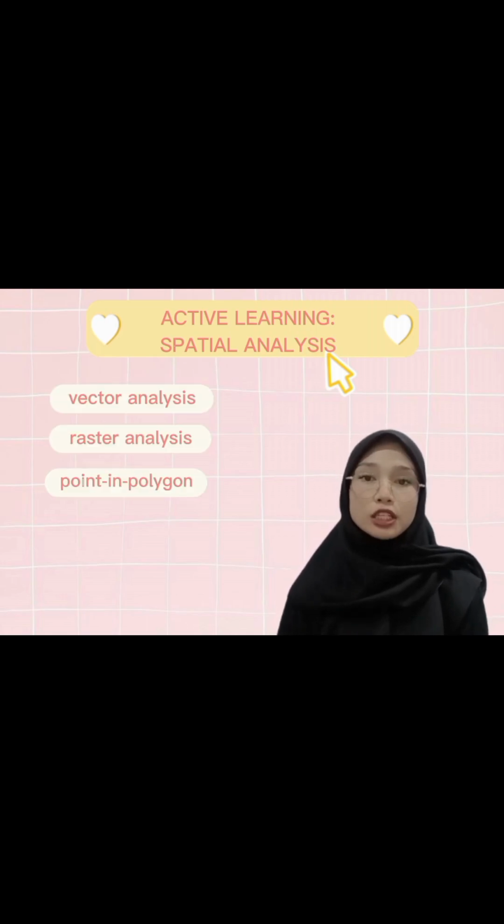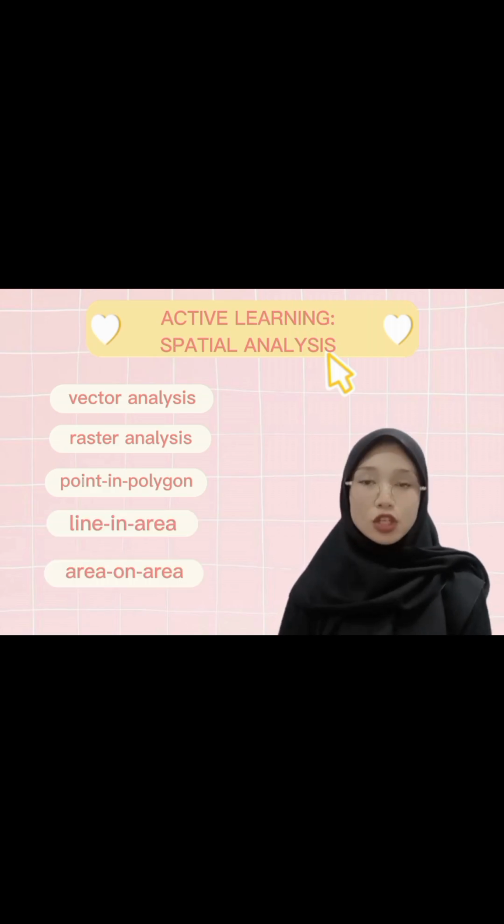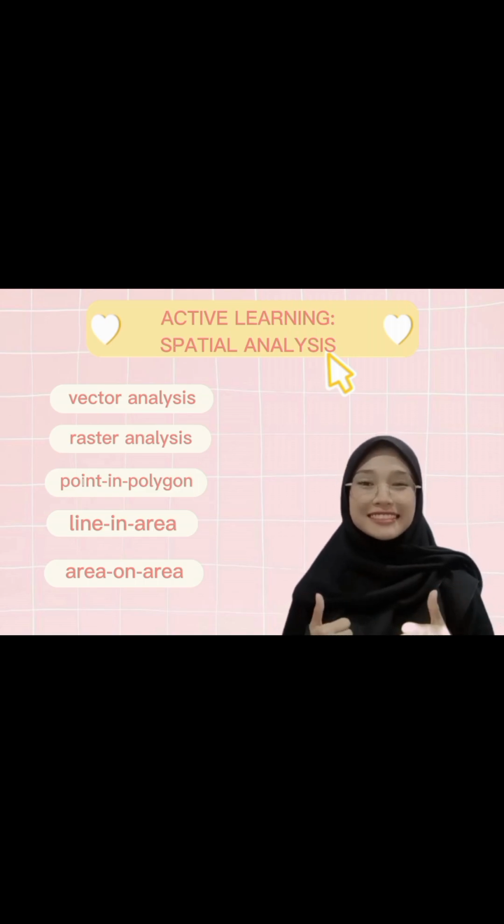Hello, my name is Umi Nazira. Due to our course, Mathematics of GIS, you are given the task to talk about vector analysis, raster analysis, point in polygon, line and area on area. So, in this video, me and my friend will explain about it.